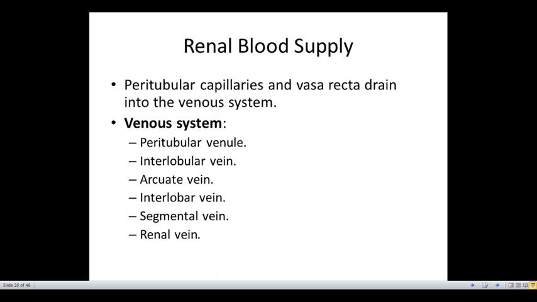Now, both peritubular capillaries and vasa recta drain into the venous system. The venous system of the kidney starts from the peritubular venule, draining into the interlobular vein, which drains into the arcuate vein, draining into the interlobar vein, then the segmental vein, and finally into the renal vein.